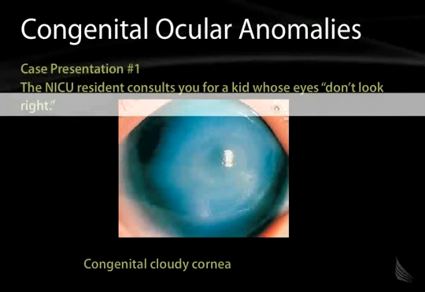Congenital ocular anomalies. Let's start out with a case. The case presentation is the NICU resident consults you for a kid whose eyes don't look right. What we have here is a picture of a young child with a congenitally cloudy cornea. We know that he's from the NICU, so he's newly born. If both of his eyes look like this, we have a problem. That's not normal. The cornea, which is normally transparent, is clouded over. We need to figure out why.